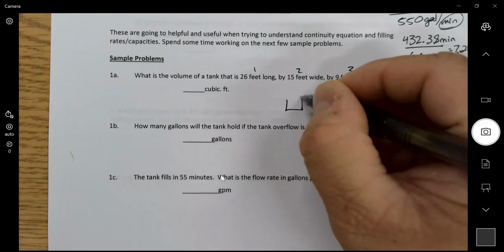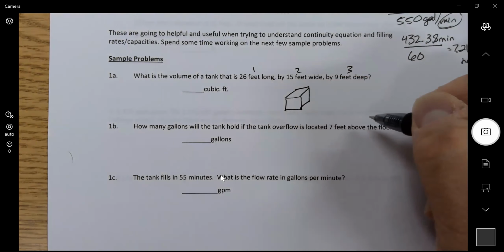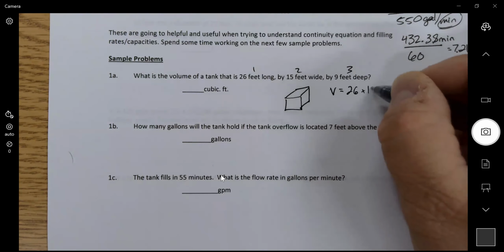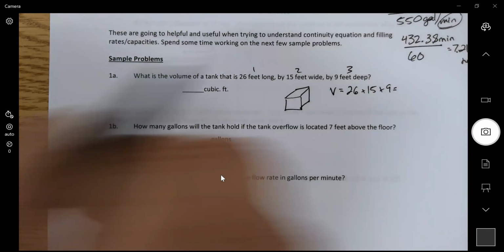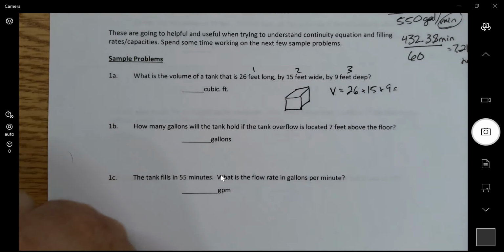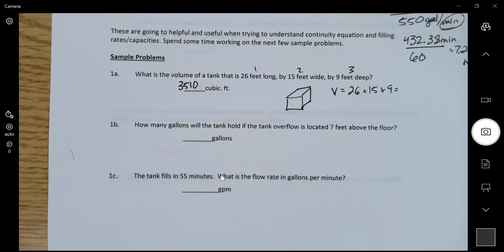So it is a box, right? The volume of that, if you recall, was 26 times 15 times 9. You just multiply them all together, make sure that they're all the same units. I'm not playing a trick question on you. So I got 3,510 cubic feet.